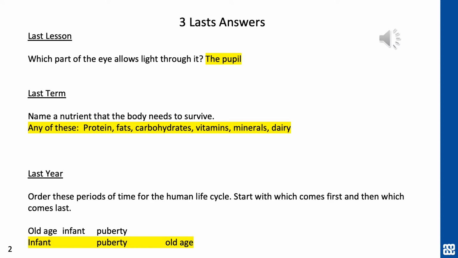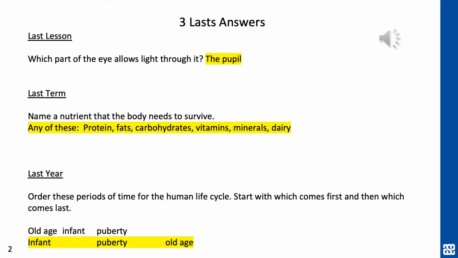Name a nutrient that the body needs to survive. So you could have chosen any of these: protein, fats, carbohydrates, vitamins, minerals, dairy. All of those are what we need to survive, and the small intestine absorbs those and sends them around the body. And last year, order these periods of time for the human life cycle.